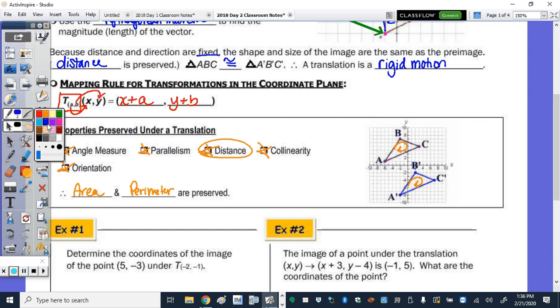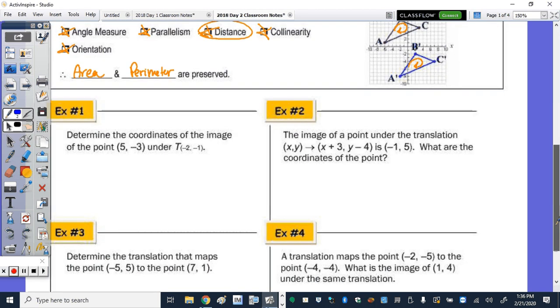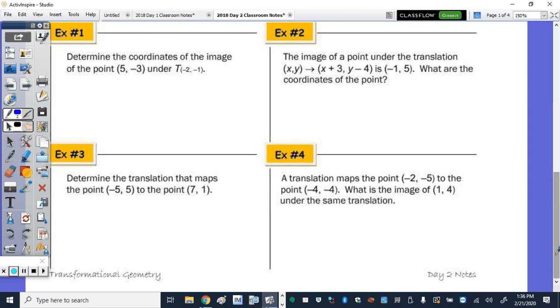All right, examples 1 through 4. Determine the coordinates of the image of the point 5, 3 under a translation. -2 is the x, means left 2. -1 for the y means down 1. Okay, so you can move that in the coordinate plane, or simply, again, subtract 2 from the x, subtract 1 from the y, and we end up with the image which we note with the prime symbol. So T prime is the point 3, -4.